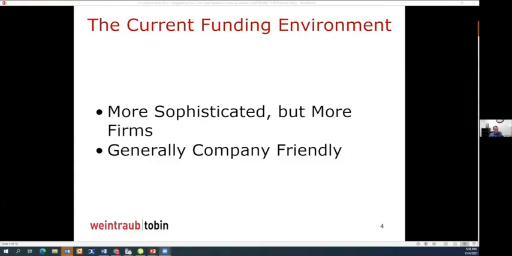which is somewhere between seed and Series A, because they have to keep going earlier and earlier to find the right type of deal flow. And so it does make it tough to find the right type of deals, I think, purely because of the amount of capital that's around right now.